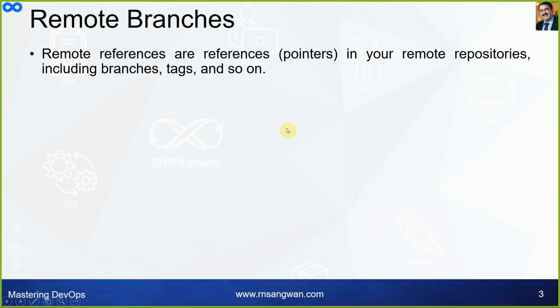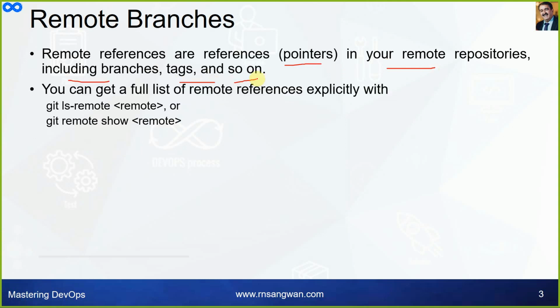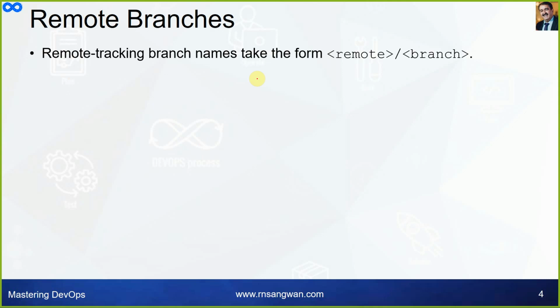Remote branches are references or pointers in your remote repositories, including branches, tags, and so on. You can get a full list of remote references explicitly with git ls-remote URL or git remote show and the remote URL. For remote branches as well as more information, we can try these commands now.